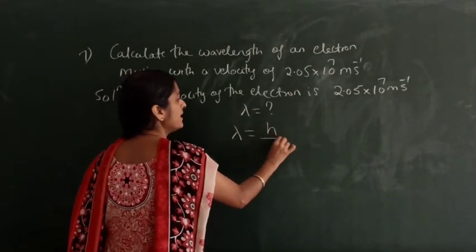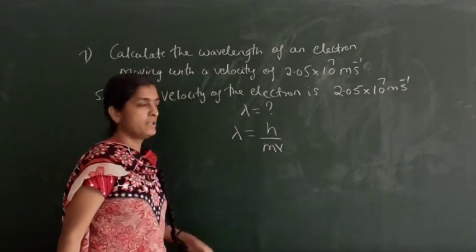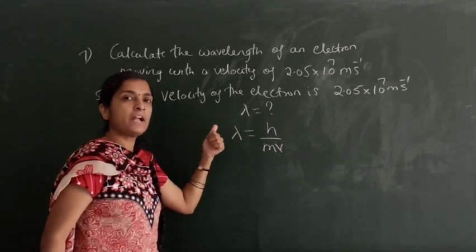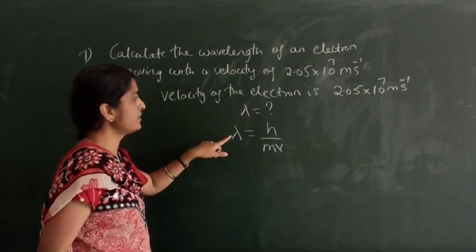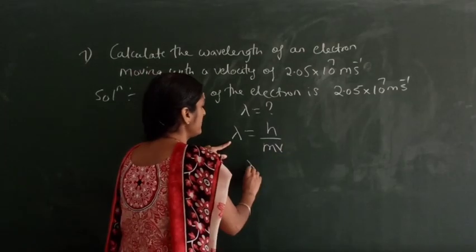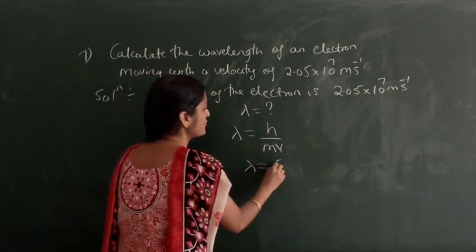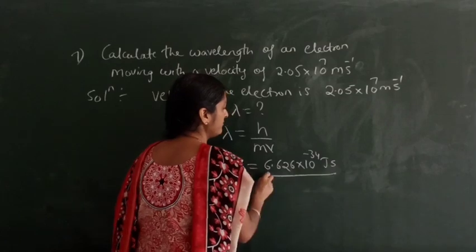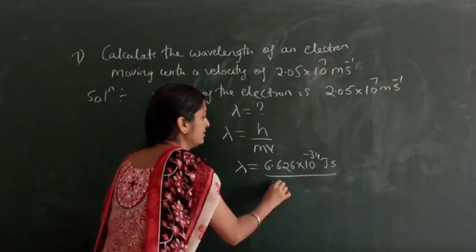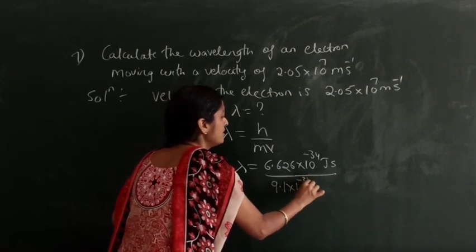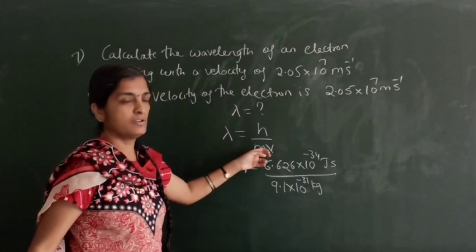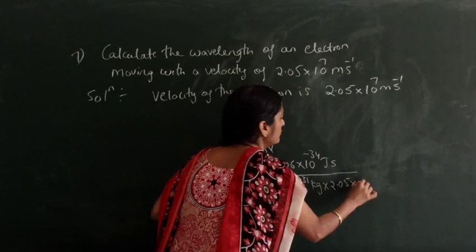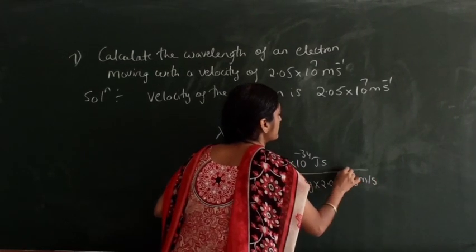So lambda is equal to h divided by m into v. This is de Broglie's relation between the particle and the wave nature of the electron. Here you are going to find out lambda. h is Planck's constant. What is the value of Planck's constant? 6.626 into 10 raised to minus 34 joule second. What is the mass of the electron? 9.1 into 10 raised to minus 31 kg. Velocity of the electron is 2.05 into 10 raised to 7 meters per second.